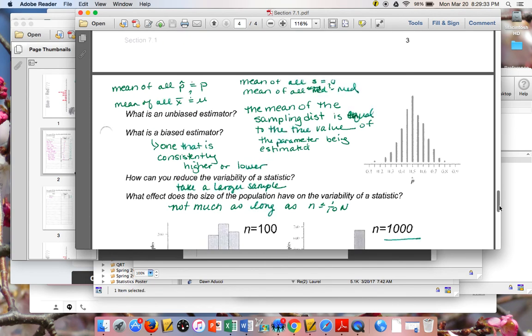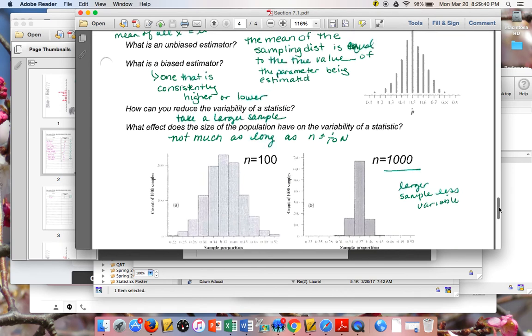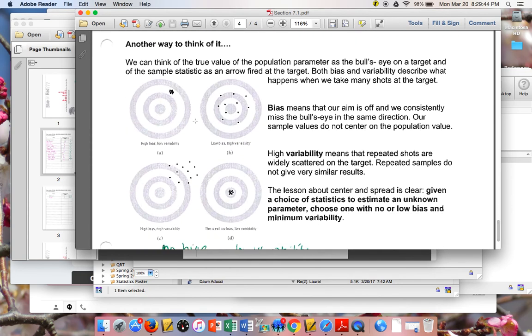So there's two key things here, this unbiased idea and reducing the variability. When we put those two things together, there could be 4 possible outcomes. When you're trying to estimate something, you could have high bias, so it's completely off the target, but low variability. They're all very close together. All the estimates are close together.